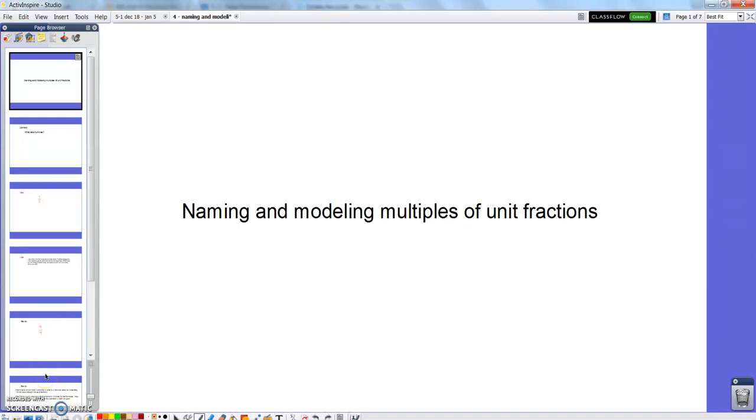Good evening, fourth grade. Going to work today on naming and modeling multiples of unit fractions. Lots of vocab in there. Naming and modeling multiples of unit fractions. So go ahead and write this down as the title of your next lesson in your math notebook.